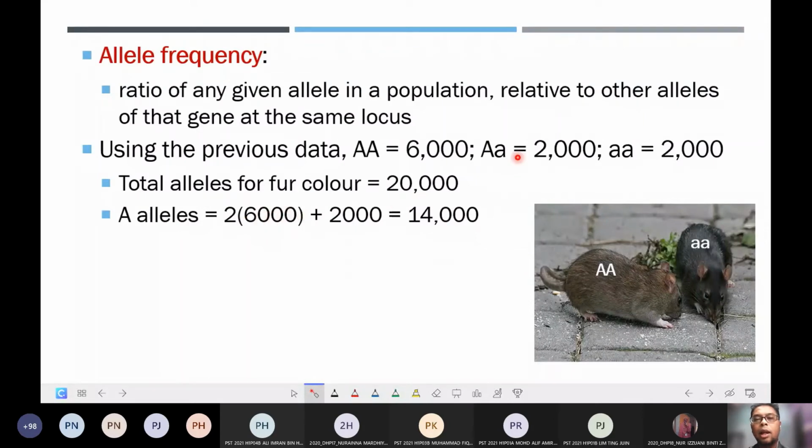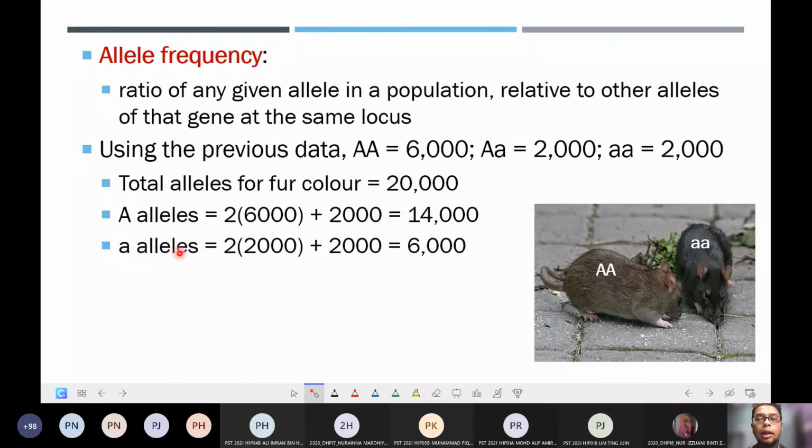Meanwhile, this type of rats also has a capital A allele, tapi satu je lah. Satu lagi adalah huruf A kecil. Oleh kerana dia ada satu je allele A besar, maka kita tak payah kali 2. No need for you to times with 2. You just take this number 2,000. So again, 6,000 times 2, and you plus another 2,000 of the heterozygous rats, and the total number of capital A alleles will be 14,000.